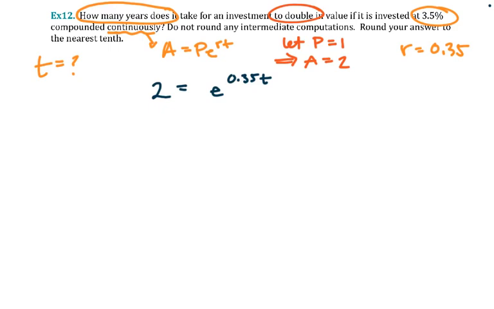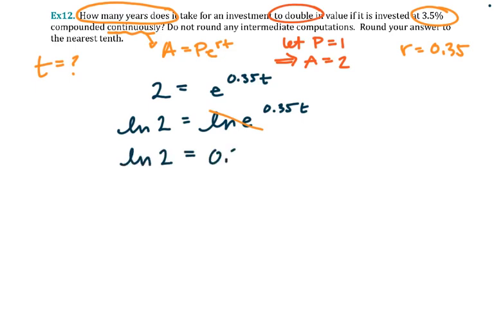In this situation, our life is much easier if we choose natural log over common log, because a natural log is base e, and I have an e in my problem. So I took the natural log of 2, and then I took the natural log of e to the 0.35t. And the nice thing is, when I take the natural log of e, that cancels, and I end up with the natural log of 2 equals 0.35t.